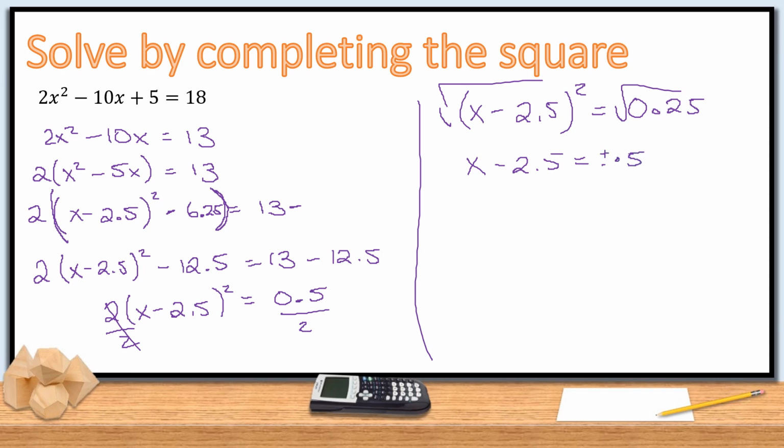And we're at plus or minus 0.5. So x is equal to, actually we'll not skip a step, let's keep things as consistent as we can. X minus 2.5 is equal to 0.5. X minus 2.5 is equal to negative 0.5. So x is equal to, add 2.5 to both sides. X is equal to 3, or add 2.5 to both sides, x is equal to 2.